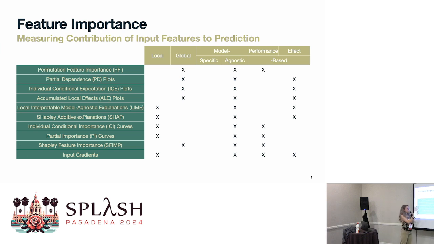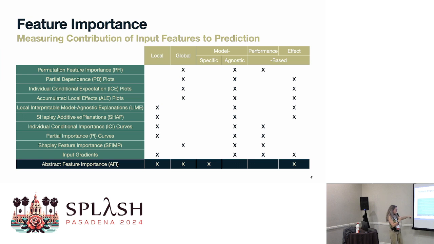And the effect-based ones, so they need to know basically the true labels of the points on which they are tested. The effect-based ones simply look at how the prediction changes, but they don't need to know whether the prediction is correct or incorrect. So what I'm proposing is another feature importance measure, which we call abstract feature importance. It's specific to SVMs. We can use it for local or global prediction explanations, and it's effect-based. So it doesn't depend on a data set. It really just looks at how the output changes with changes of the input.